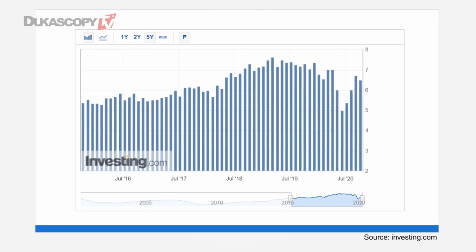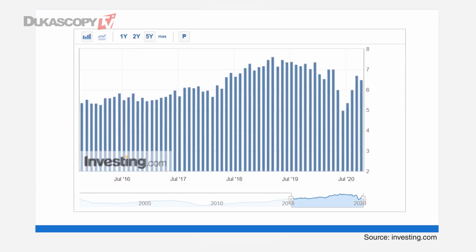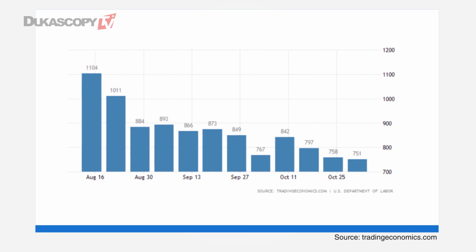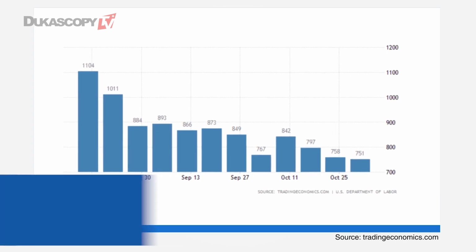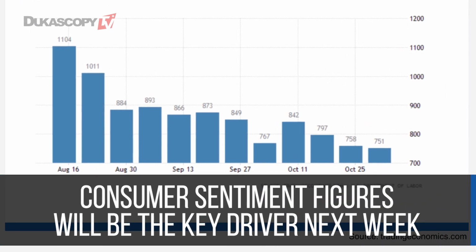For the US dollar, we've got job openings at the start of the week, then focus shifts to inflation and the weekly jobless claims figures and prelim November consumer sentiment figures. Expect the weekly jobless claims and the consumer sentiment figures to be the key drivers on the economic calendar.